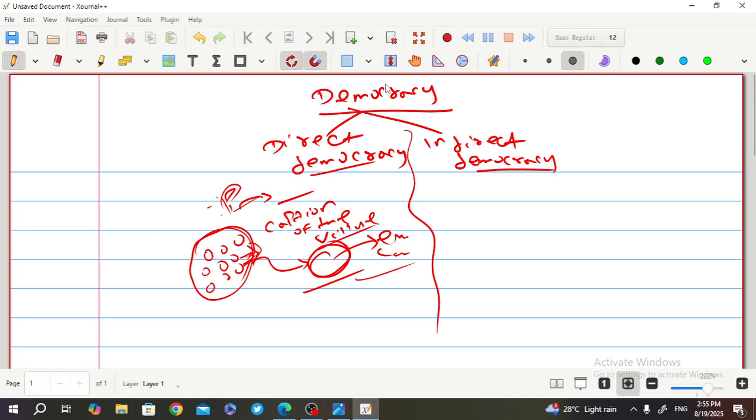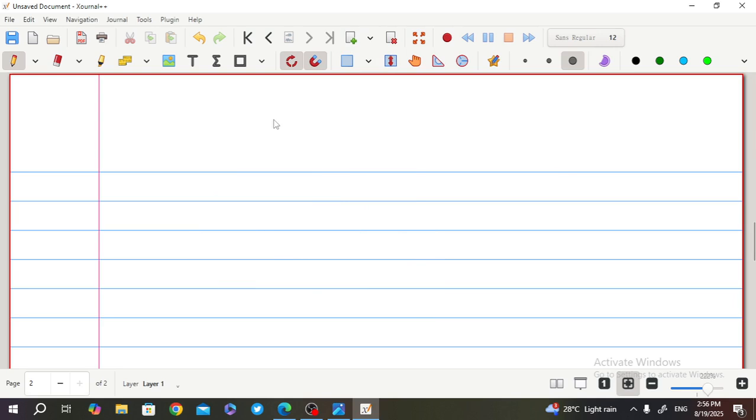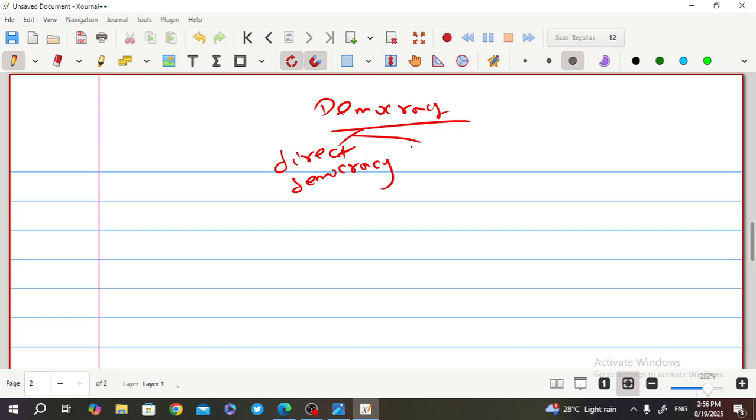So, in this lecture, lecture number 7, we are going to discuss the types of democracy. In the previous lecture, we already discussed what we mean by democracy, autocracy, and monarchy. Here we are going to discuss democracy. Democracy is generally divided into two types: one is direct democracy, and the other is indirect democracy.